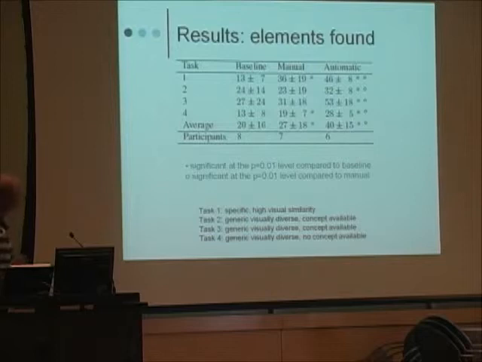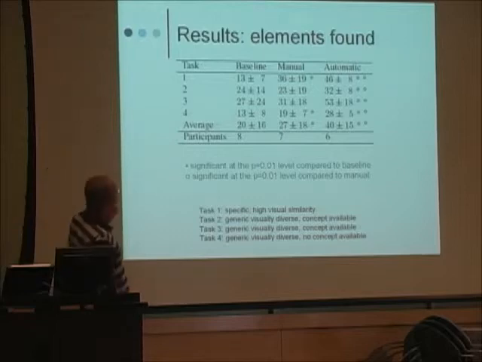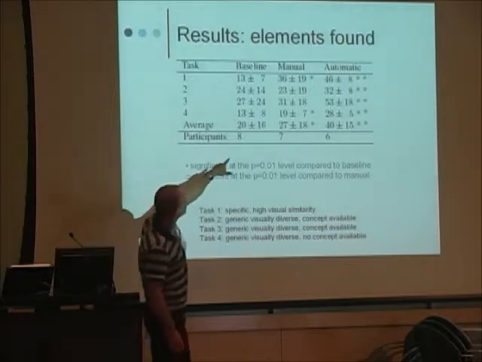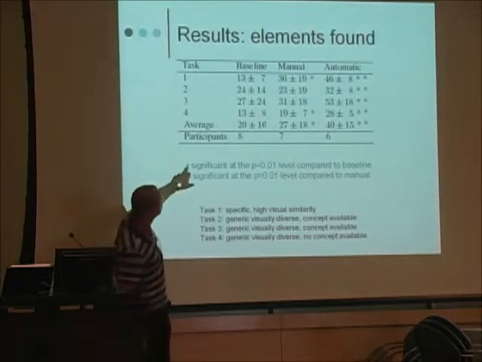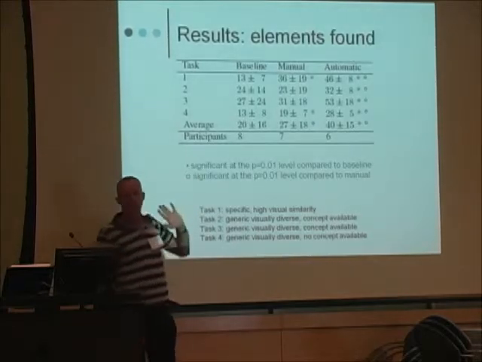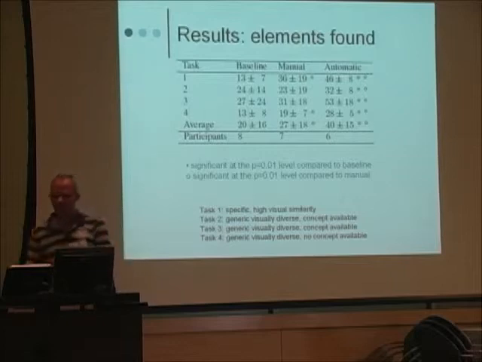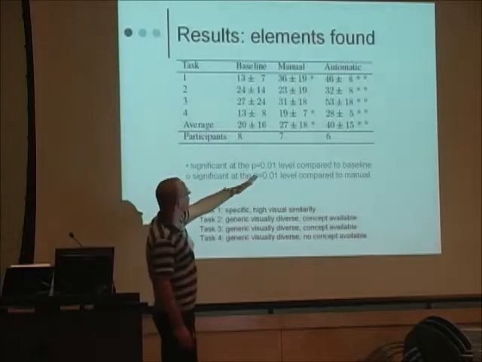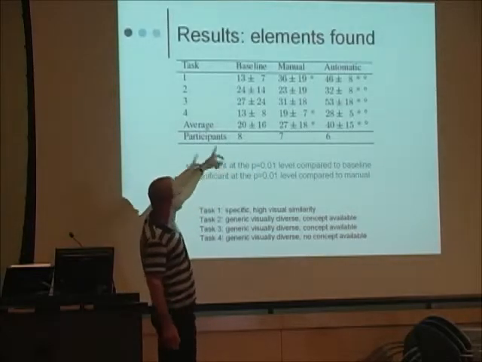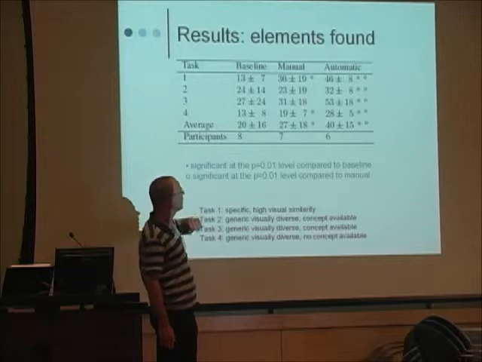If you look at the number of elements found using those techniques, this is the result, baseline and then automatic, and there are 2 elements here. You should be able to get a star. So if you look at the significance at the 0.01 level, you see the manual performs better than the baseline in 3 out of 5 cases.